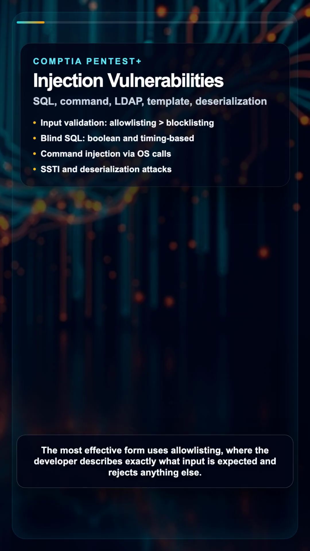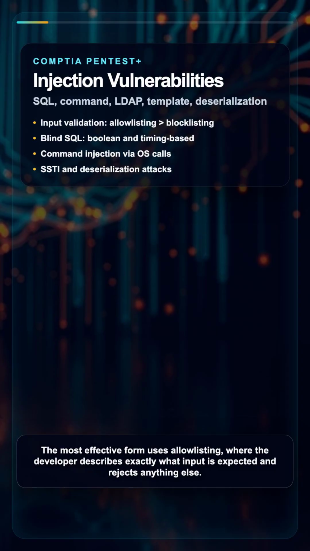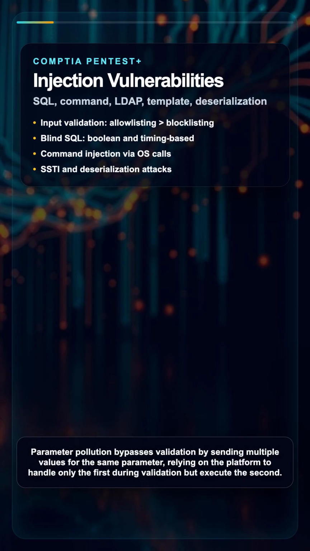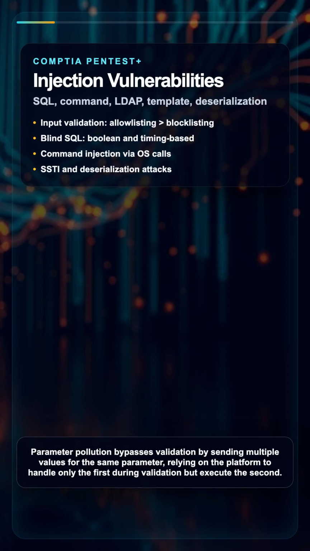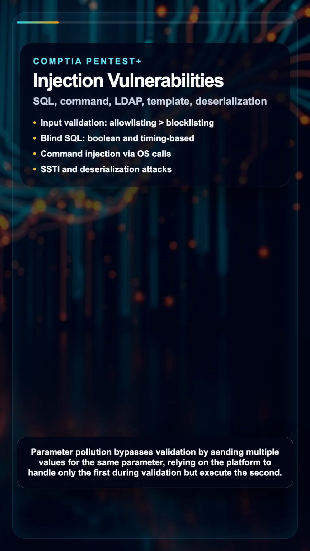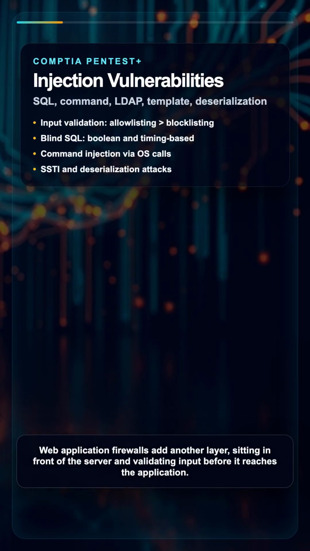The most effective form uses allow listing, where the developer describes exactly what input is expected and rejects anything else. Block listing describes malicious input to block, but it's harder to maintain and easier to bypass. Parameter pollution bypasses validation by sending multiple values for the same parameter, relying on the platform to handle only the first during validation but execute the second. Web application firewalls add another layer sitting in front of the server and validating input before it reaches the application.